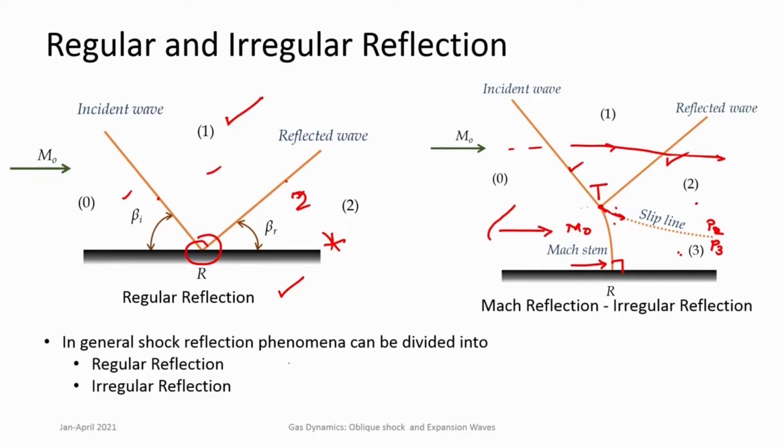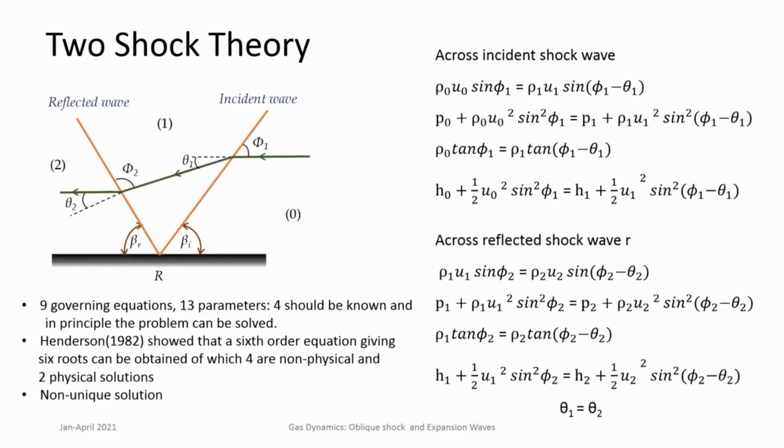This kind of structure is known as a Mach reflection, but it is one particular case of irregular reflections. There are many kinds of irregular reflections. So, we will not go into too many details of all kinds of irregular reflection, but one has to be aware of this flow picture, that there are regular reflections and there are irregular reflections.